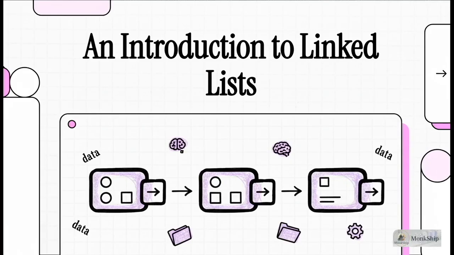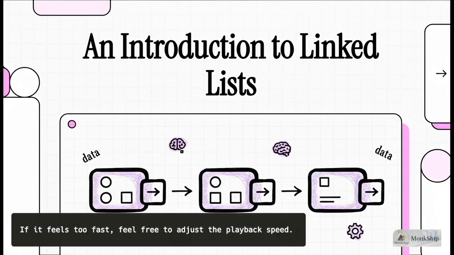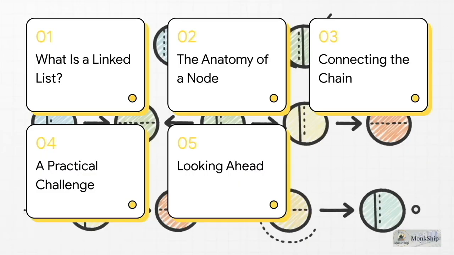Today, we are breaking down a concept that's absolutely fundamental in computer science, the linked list. It's this super flexible and powerful way to organize data. And trust me, by the end of this, you'll see why it's a cornerstone for so many applications. So here's how we're going to do it.